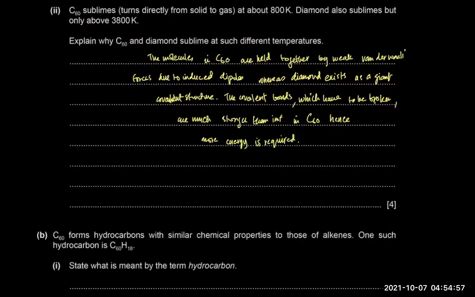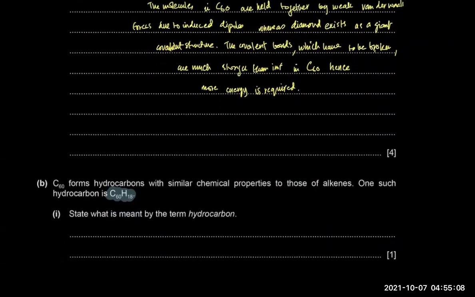All right. C60 forms hydrocarbons with similar chemical properties to those of alkenes. One such hydrocarbon is C60H18. State what is meant by the term hydrocarbon. A molecule which contains only hydrogen and carbon. Exactly. So a compound made up of only hydrogen and carbon atoms, like alkenes, etc.